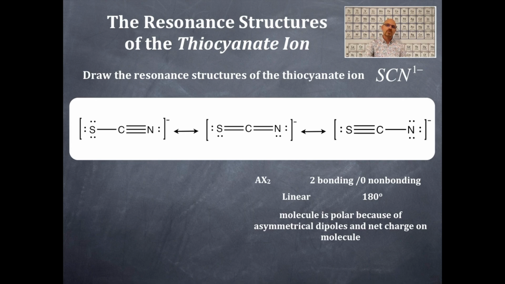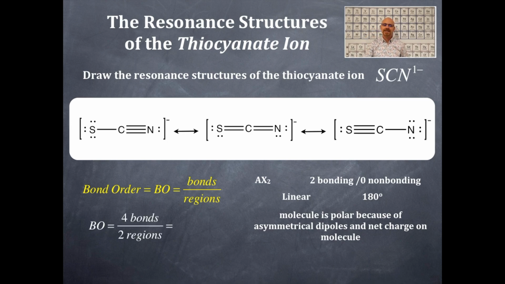It doesn't matter which one of these we look at. Also, notice that this has a -1 charge and therefore it's going to be polar also. So it's polar because it has a negative charge and it's polar because it's asymmetrical. Okay, all right. Now, the bond order. It doesn't matter which of these resonance structures we look at, the bond order is going to be the same. There are 4 bonds and there are 2 bonding regions. That leads to a bond order of 2. Think about that. That's a very important number for this problem.